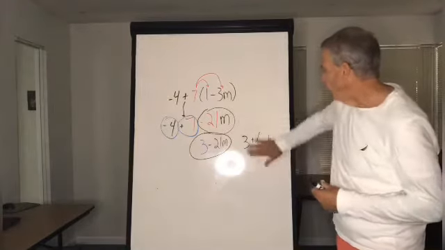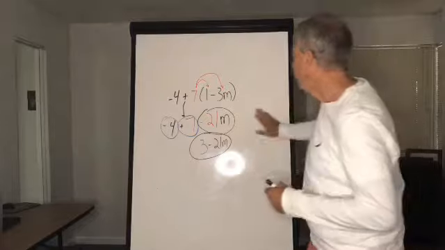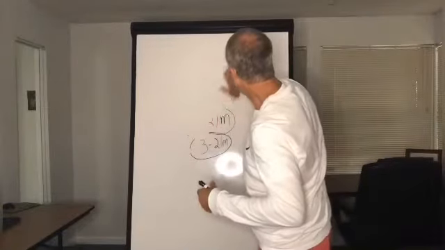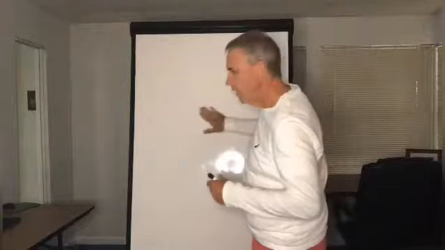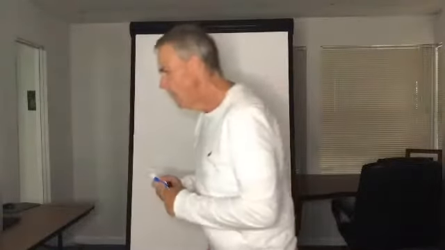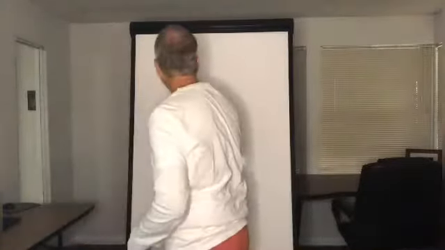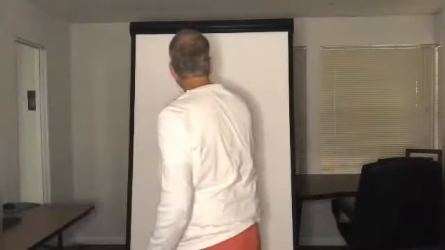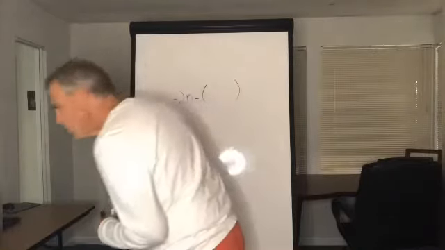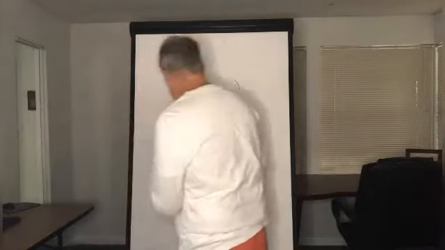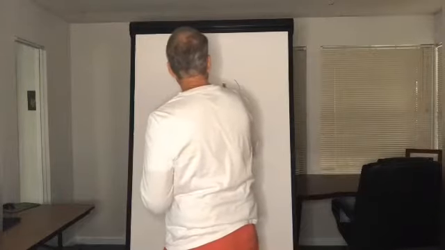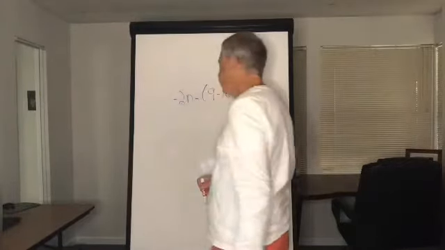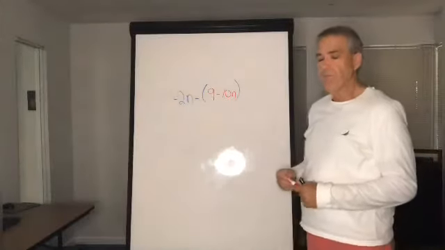All right. How about a harder one? How about a really hard one? All right. Let's do a little bit harder one. Let's do number 23. So 23 says this, negative 2n minus, all right, this is number 23.